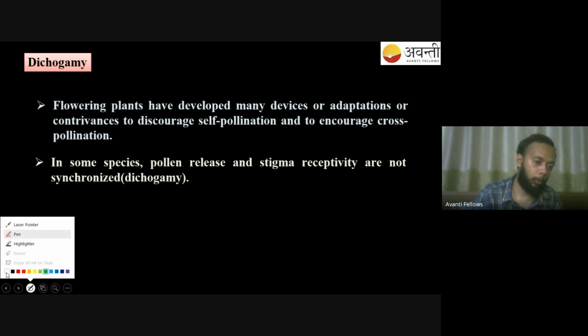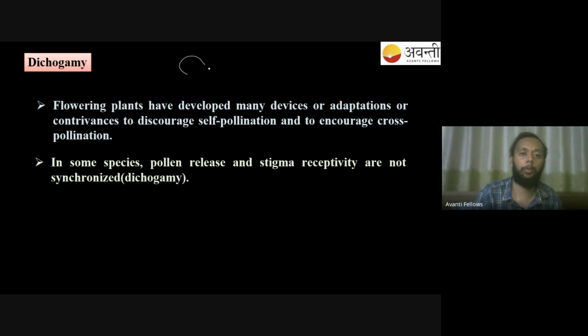Let me just try to draw a small picture to make you understand. Assume that this is my flower, right? You have an anther over here, you have your stamen over here. Now they are ready to release the pollen grain. They are very much ready to release the pollen grain, but you have your pistil, and the pistil over here is not receptive.